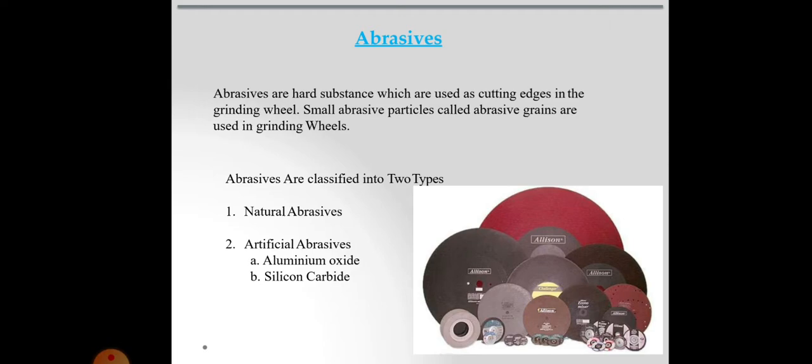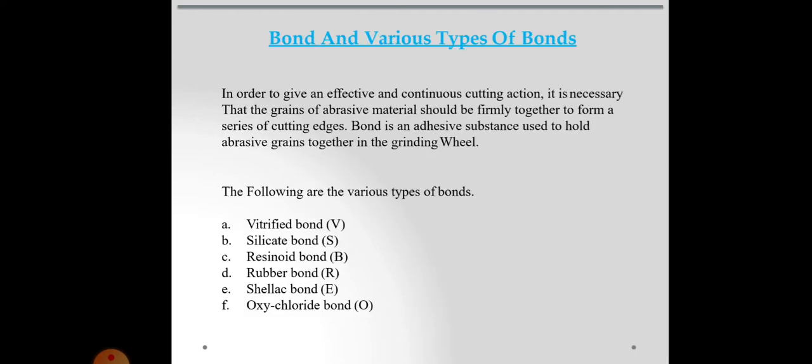Abrasives are hard substances which are used as cutting edges in the grinding wheel. Small abrasive particles called abrasive grains are used in grinding wheels. Abrasives are classified into two types: natural abrasives and artificial abrasives. The artificial abrasives are also classified into aluminum oxide and silicon carbide. In order to give an effective and continuous cutting action, it is necessary that the grains of abrasive materials should be firmly held together to form a series of cutting edges.